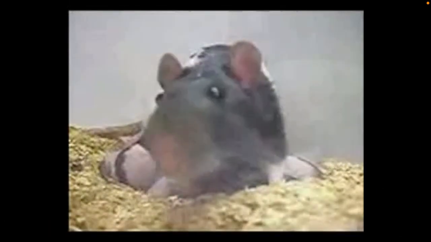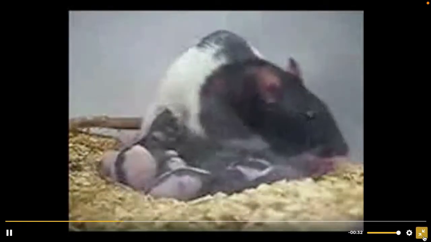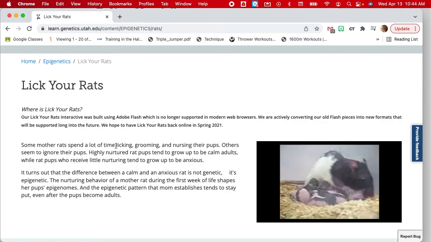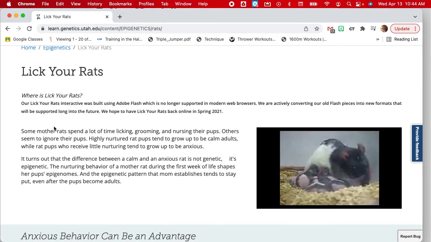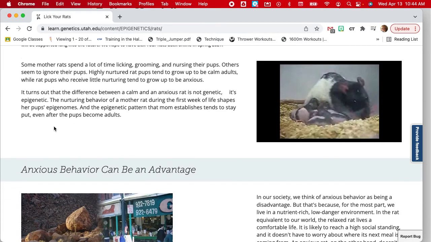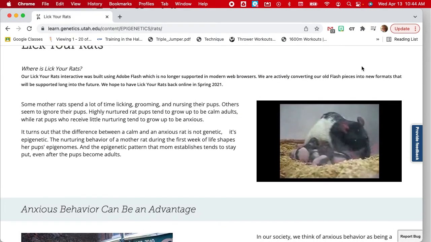Okay, so here's a mother rat pup, and she is caring for her young by licking them. It's just a video showing that she's caring for her young. So it says, where is Lick Your Rats? Oh no, it's been gone. Are you serious? Because of Flash.